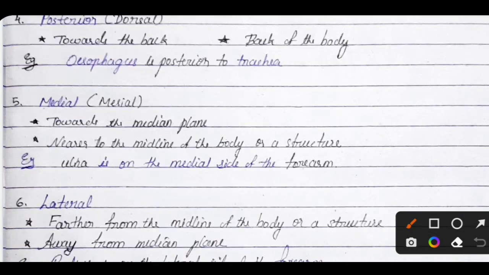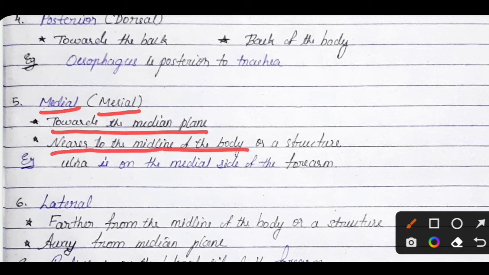Next comes fifth one is medial, which is also mesial, which means towards the median plane or nearer to the midline of the body or a structure. For example, ulna is on the medial side of the forearm.